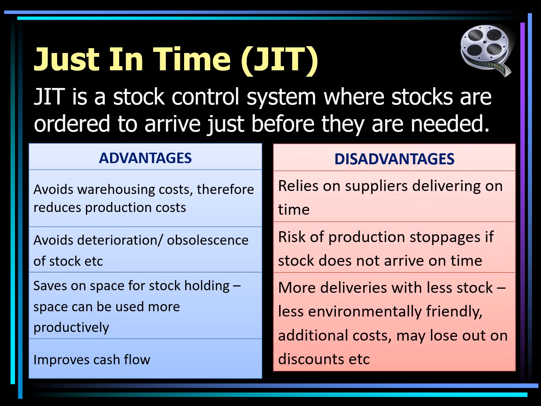Disadvantages, however, relies on suppliers delivering on time. So if there's a delay, there's a traffic jam, there's been a problem, then that's going to make your orders and deliveries run late as well. The risk of production stoppages if stock doesn't arrive on time, so you're going to have to stop production if you've not got the materials to make your products. And more deliveries with less stock will mean that it's obviously going to be less environmentally friendly, more lorries and trucks on the road causing pollution. There could be a lot of additional costs, spending more money on petrol, and you may lose out on your bulk buying discounts as well.